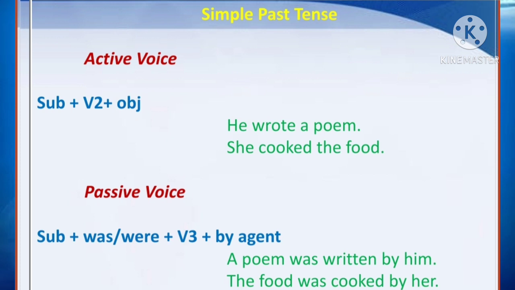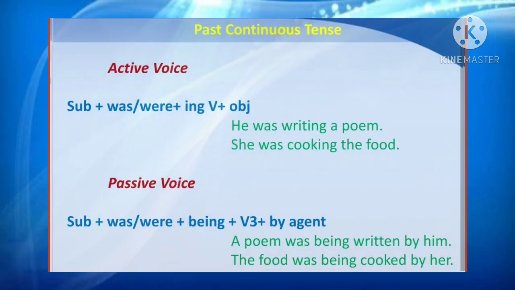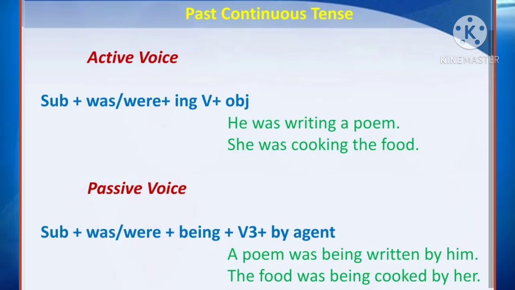The food is a subject plus was. Cooked is a V3 form of cook plus by agent, that is by her. Next is past continuous tense.